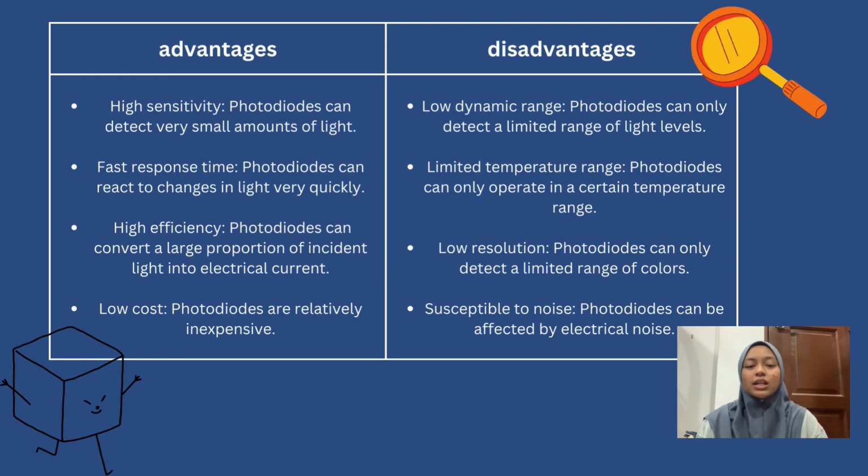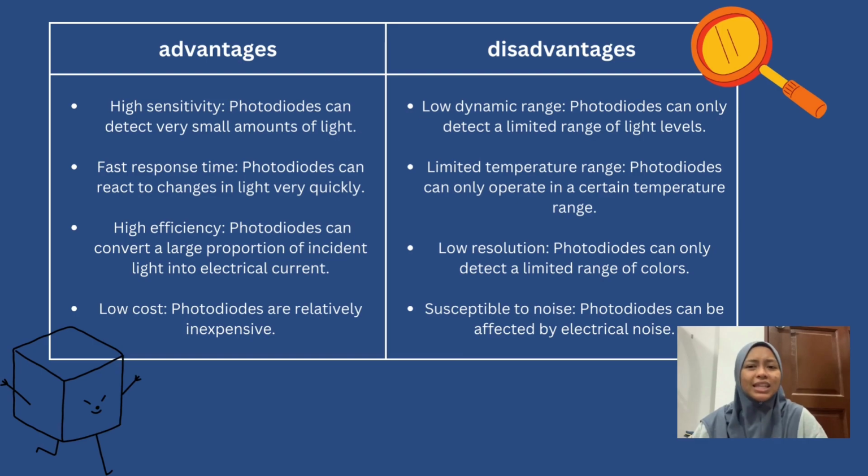As you can see, I shall discuss about the advantage and disadvantage of photodiode in this slide. First of all, the advantage of photodiode is high sensitivity. Photodiode can detect very small amount of light. Secondly, fast response time. Photodiode can react to change in light very quickly.